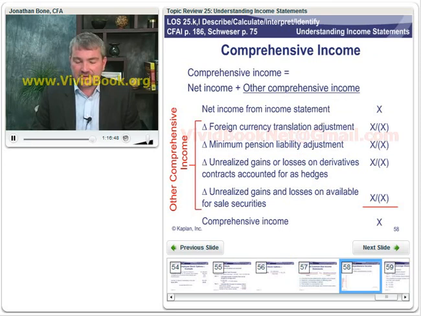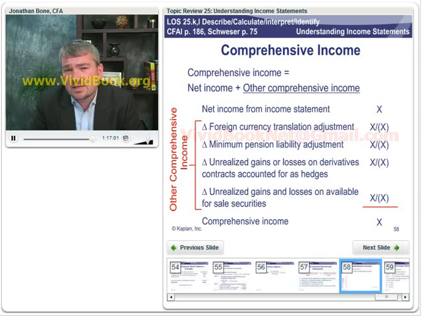Last LOS for this reading is to describe and calculate comprehensive income. So we've talked about this before and said, look, we need to show this statement of comprehensive income. What is it doing? Essentially, it's trying to pick up on all of the change to stockholders' equity that is not directly related to transactions with the shareholders.